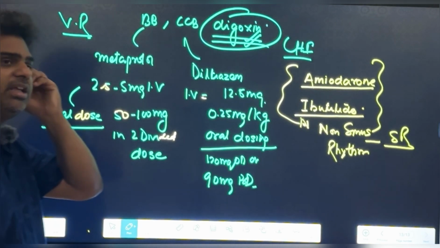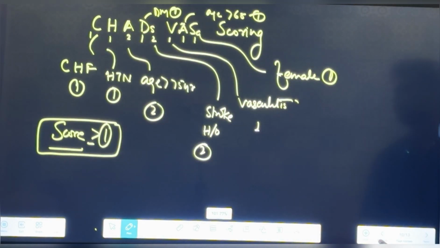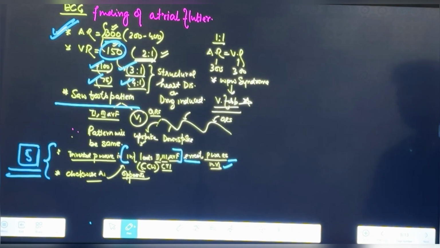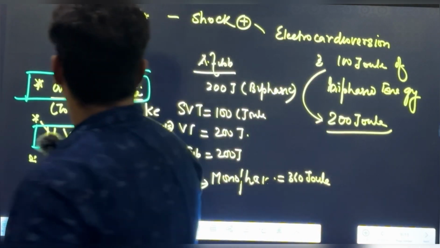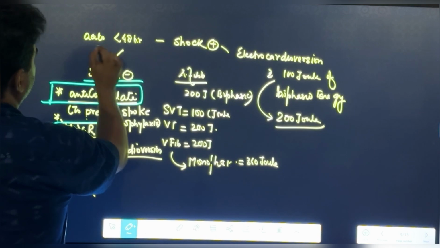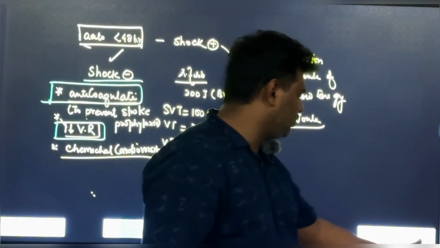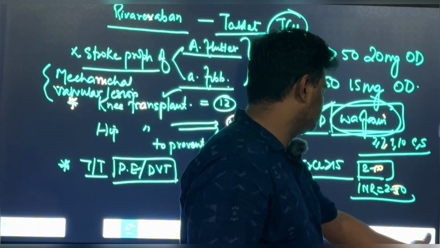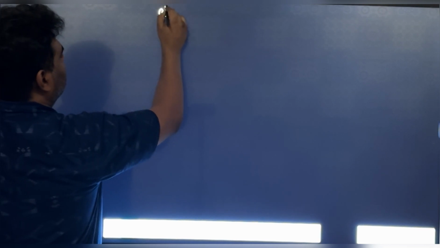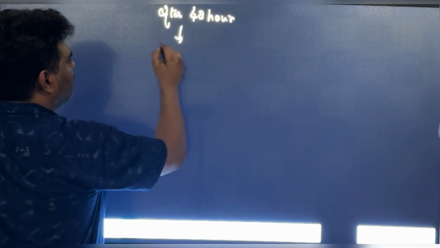Now, this was regarding the treatment if the atrial flutter is acute. Now, if the atrial flutter is chronic, that means after 48 hours, what will you do? You have to see, do you have a TEE facility?